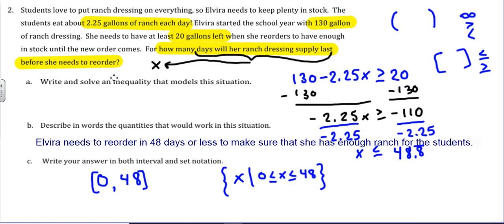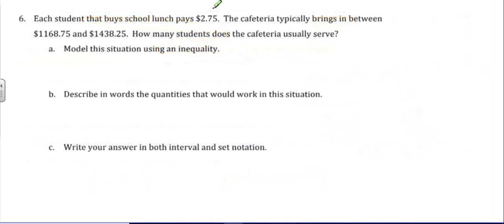Let's take a look at another example. For number 6, each student that buys school lunch pays $2.75. Cafeteria typically brings in between $1,168.75 and $1,438.25. How many students does the cafeteria usually serve? So we want to model the situation using an inequality. Let's start with identifying the important information, which is what the question is asking. So it's asking how many students does the cafeteria usually serve?